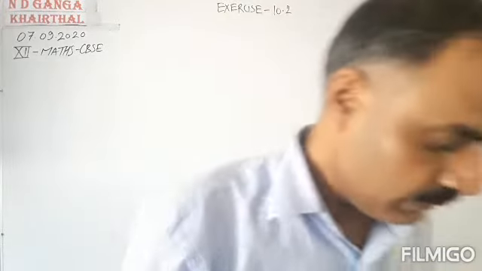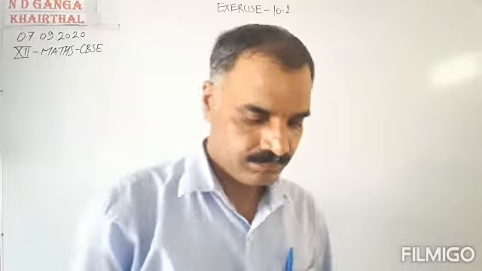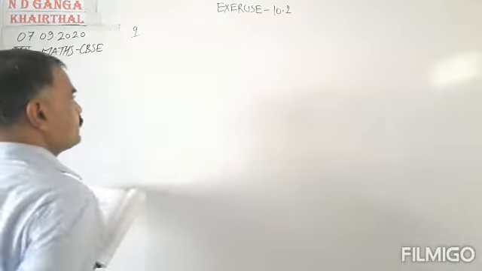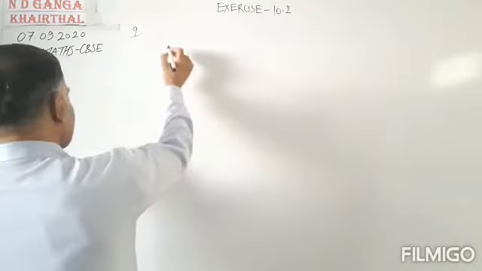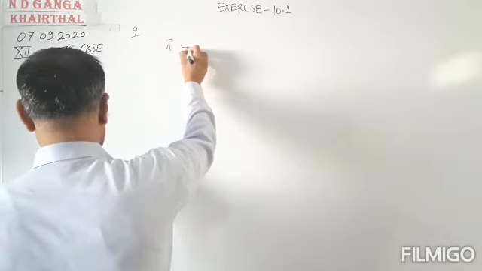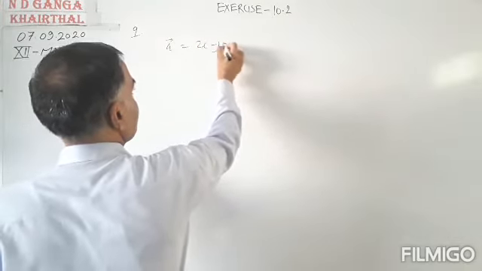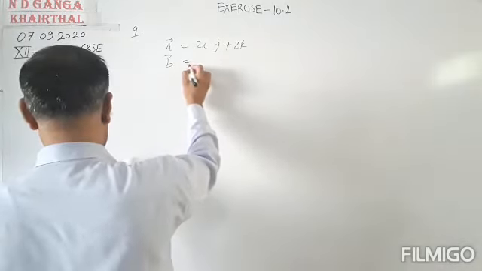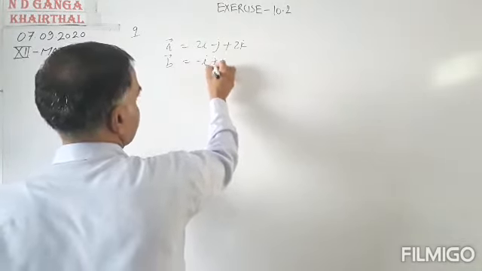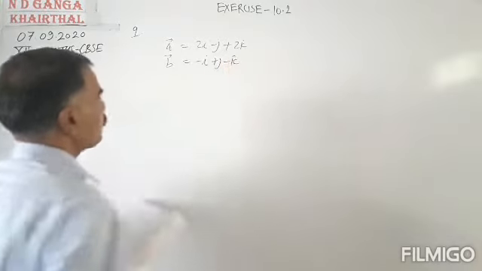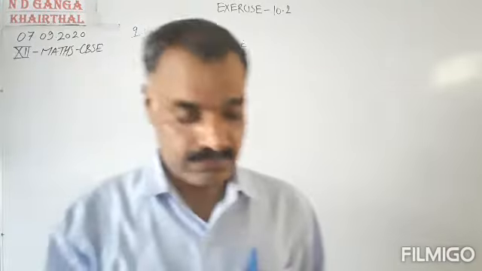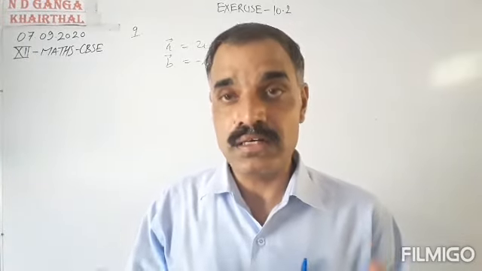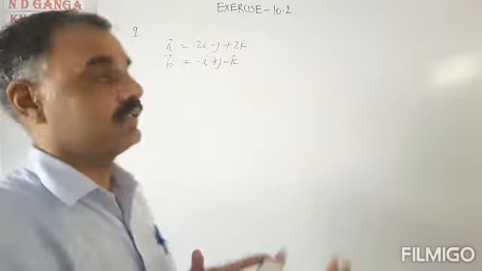Now the next question in the same exercise, that is question number 9. We have been given a vector, that is 2i minus j plus 2k cap, and b vector, that is minus i plus j minus k cap. We have been given these two vectors, a vector and b vector, and we want to find the unit vector in the direction of a vector plus b vector.